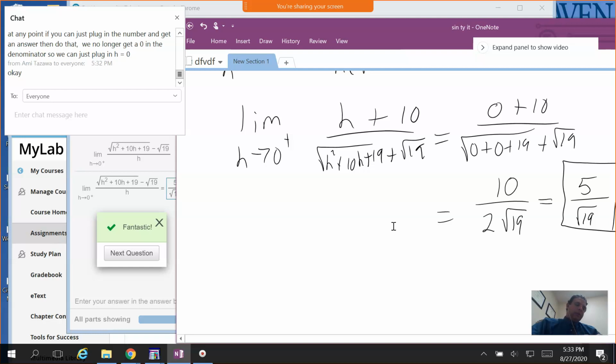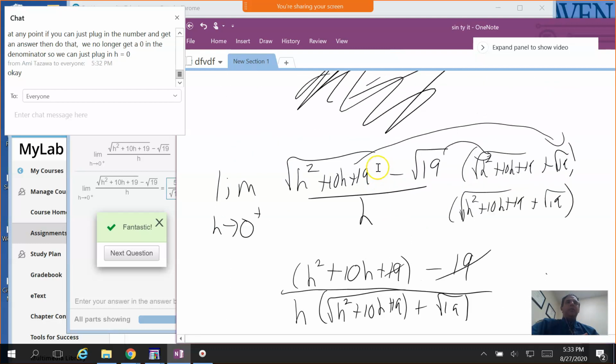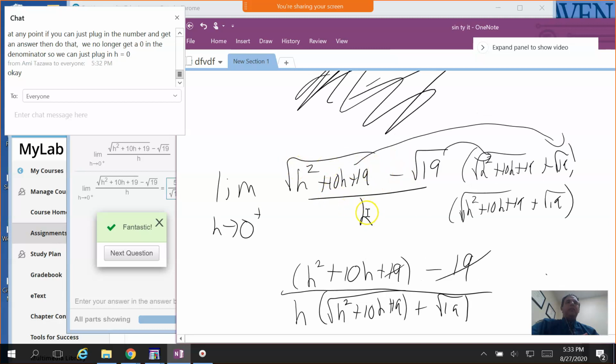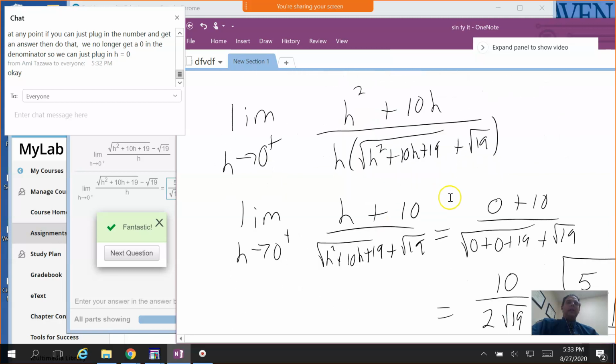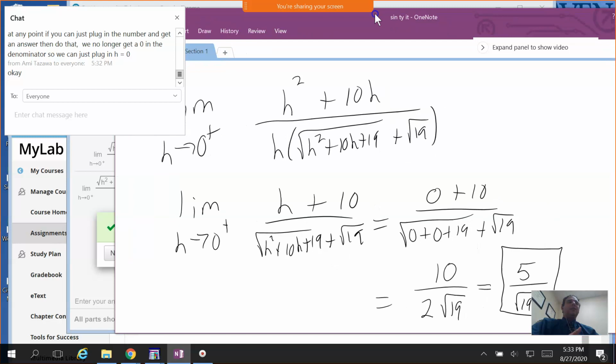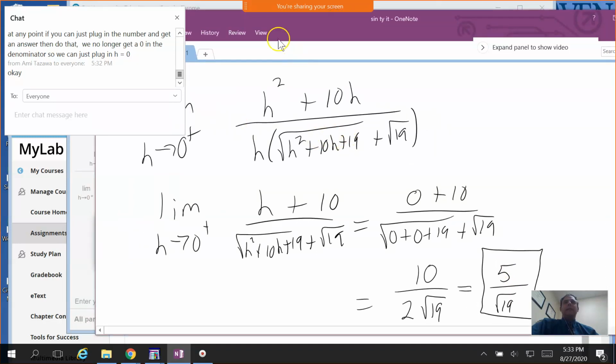What's really interesting about this, and something that was brought up in class today, in my seated class, was when we start off, we're starting off with 0 up top and 0 in the bottom. So this is really the limit as 0 divided by 0. 0 divided by 0 for this example ends up being 5 over root 19. So weird things happen when we have zeros.